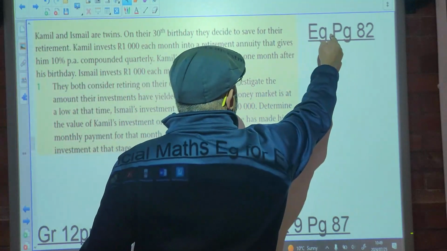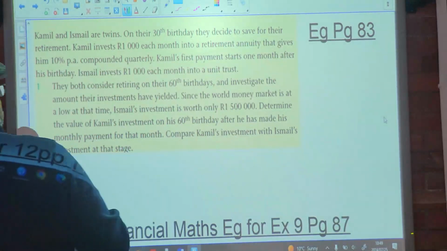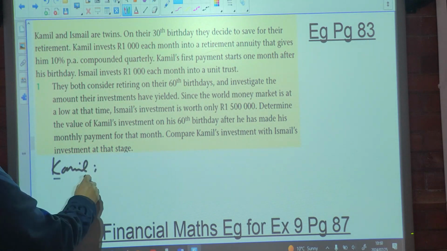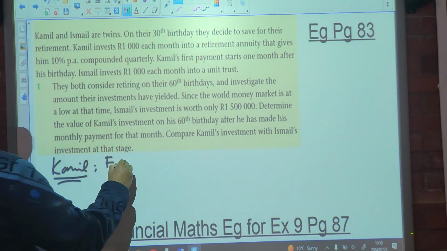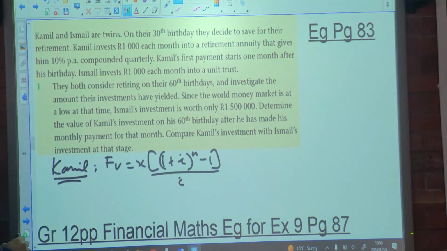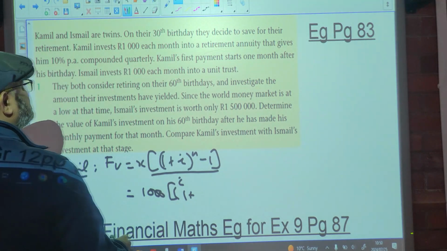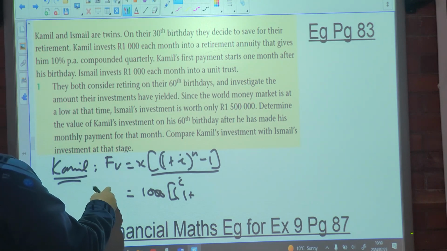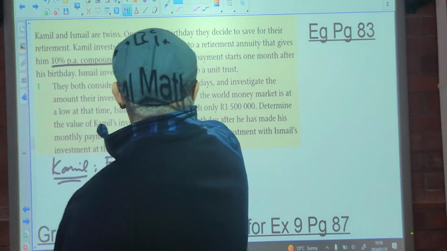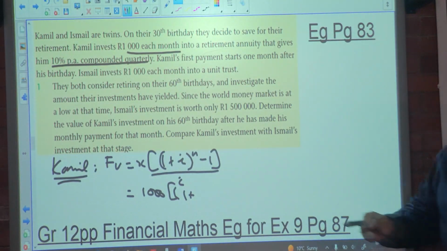Okay, are we still on page 82? So Kamil's is an investment on a monthly basis, so F is equal to X into 1 plus i to the exponent n minus 1, all over i. He makes an investment of 1000 Rand per month, so it's 1 plus i, which is, what is his interest? 10% compounded quarterly. But is the compounding in line with the frequency of his investment? No. So I must get it in line with this.